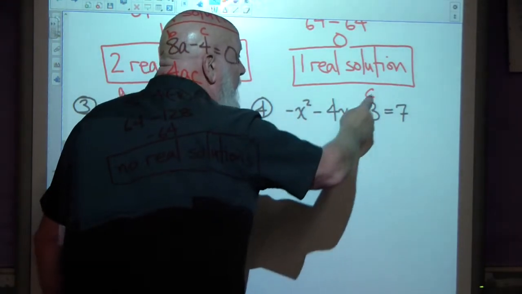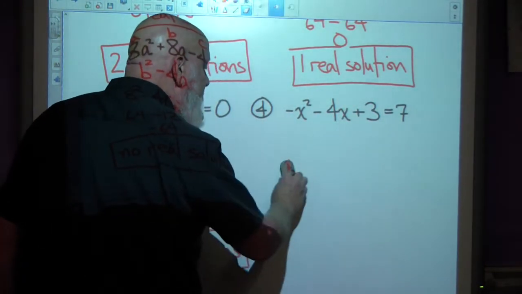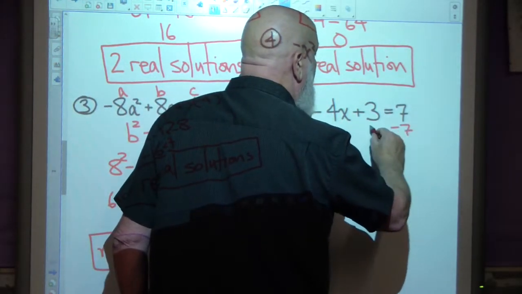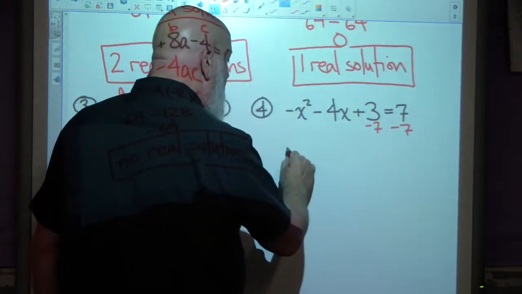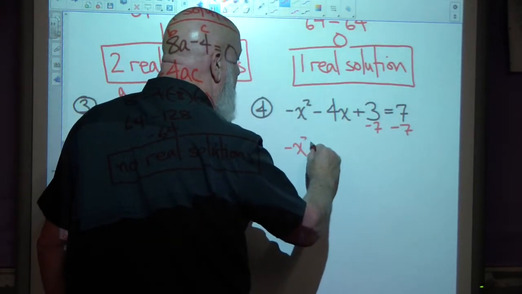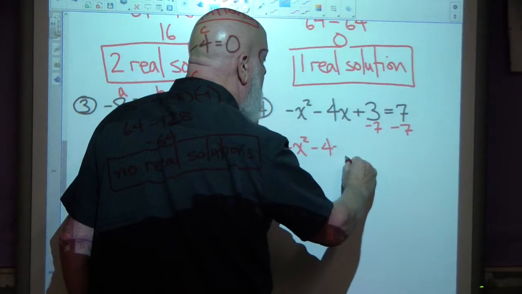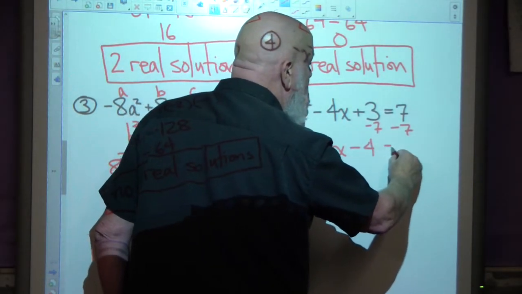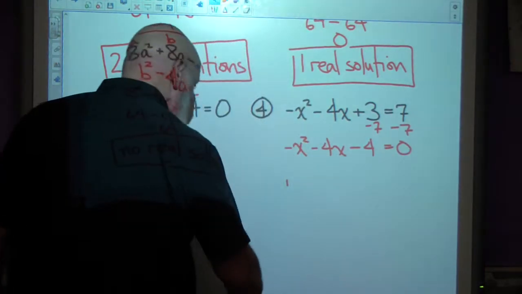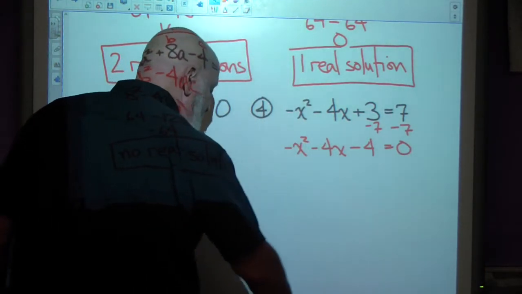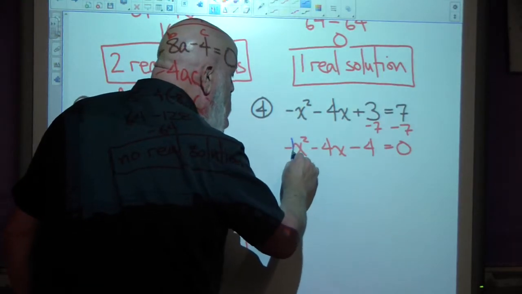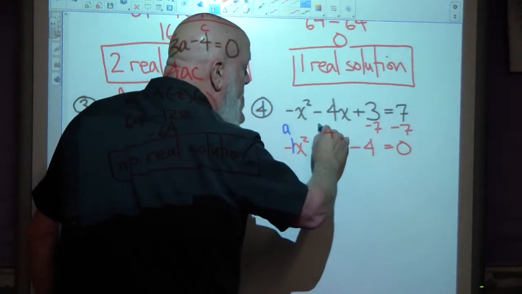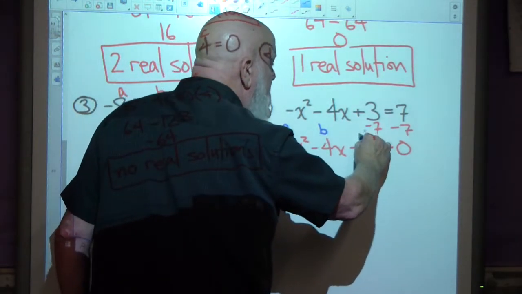Get rid of these for the time being and subtract 7 from both sides. And now it's set equal to 0. Negative x squared minus 4x minus 4 is equal to 0. Now it's in standard form, and I can identify my a, b, and c. There's an implied 1 here, so a is negative 1, b is negative 4, and c is also negative 4.